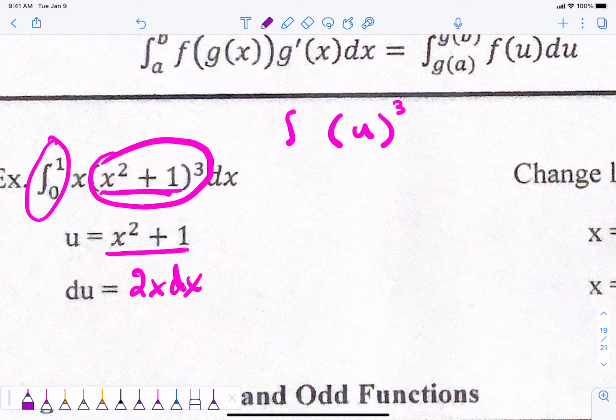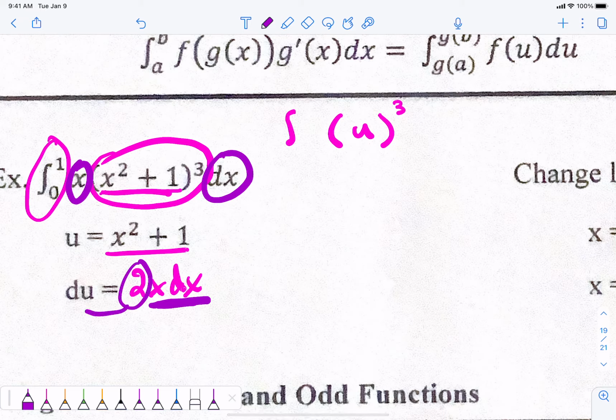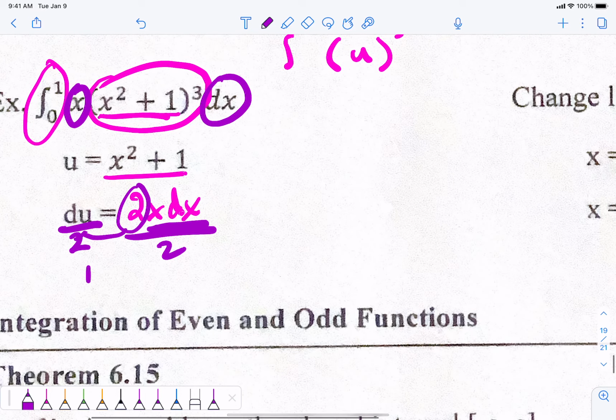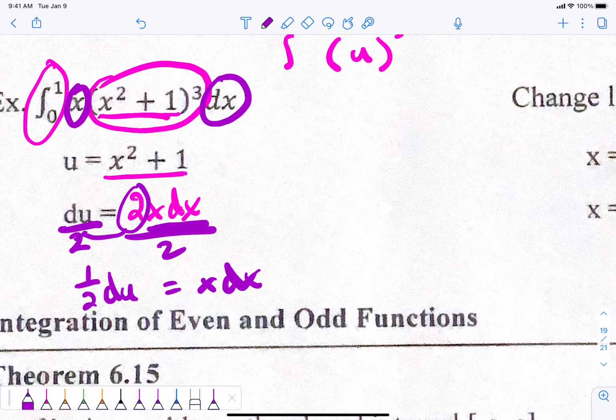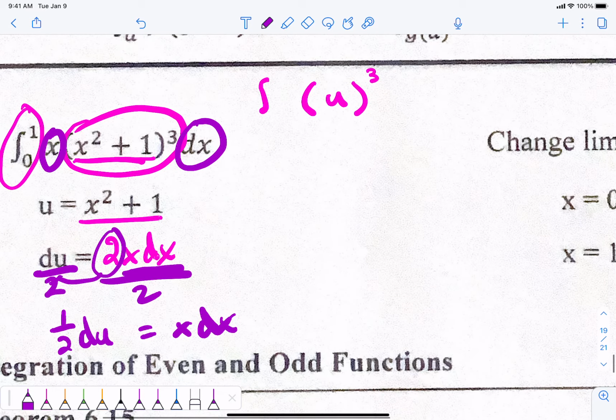Now the other things that I need to swap out are x and dx, and I see that down here. x dx is down here, except I don't need the 2. So how do I get rid of that 2? Bump him over to the other side, so divide by 2, and du divided by 2 is like saying 1/2 du. 1/2 du is equal to x dx. I've gotten rid of the 2. He's now 1/2 on the other side. So, to substitute for x and dx, I'm going to do 1/2 du. And I put the 1/2 out in front so I don't have to deal with him.